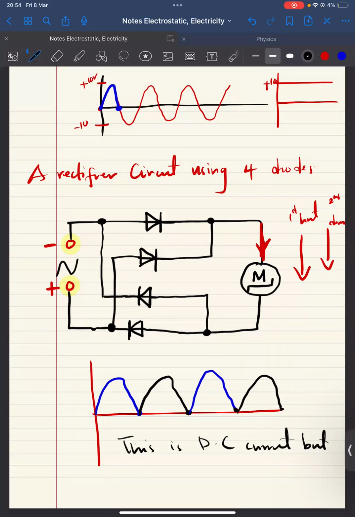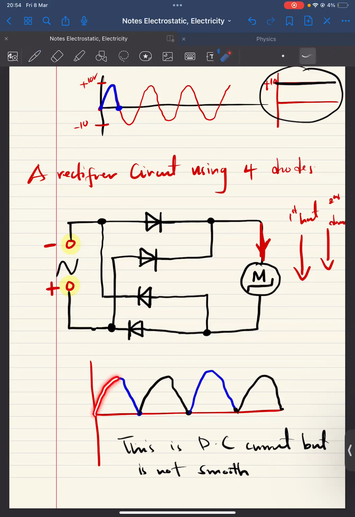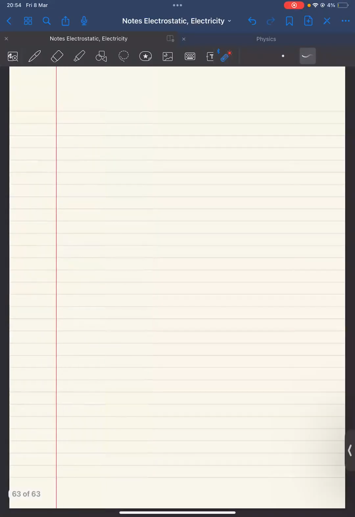But it is not smooth. Meaning the DC is not as good as this normal DC. This DC is always a constant 10 volts in one direction. This one is 10 volts in one direction, but it goes from 0 to maximum to 0, 0 to maximum to 0. So whenever we rectify circuits like this, this is what we say.